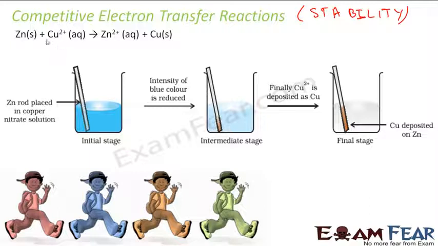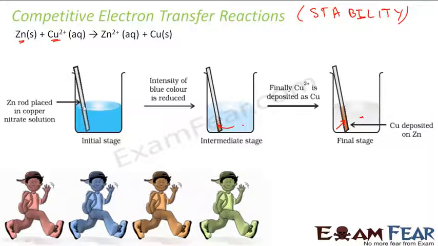Similarly, if you put zinc in a copper sulfate or copper nitrate solution, after some time the color of the copper nitrate solution, which is dark blue, will turn very light blue, and the zinc is grayish in color. The copper from the copper nitrate solution will get deposited here, and you'll see a good deposit of copper.